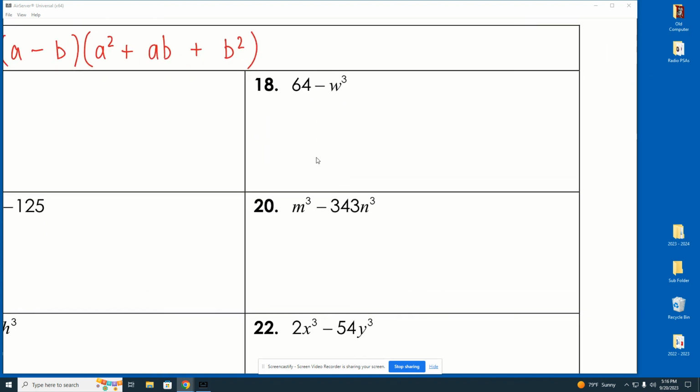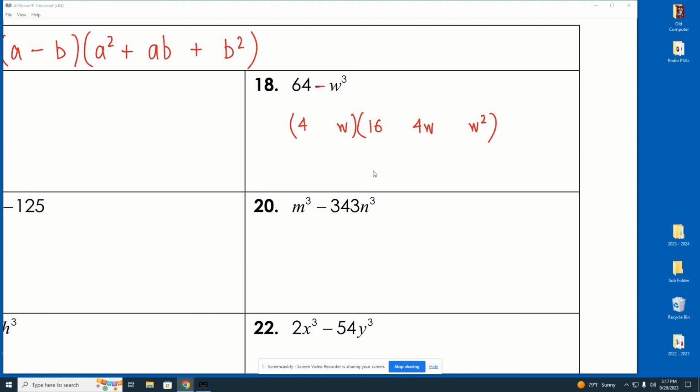Look at 64 minus w cubed. Definitely difference of 2 cubes. Look, multiple of 3. And 64 is on my list above. So binomial times a trinomial. Watch how fast I can do this. What multiplies 3 times to get 64? 4. What multiplies 3 times to get w cubed? W. Square 4, square w, multiply 4 and w.